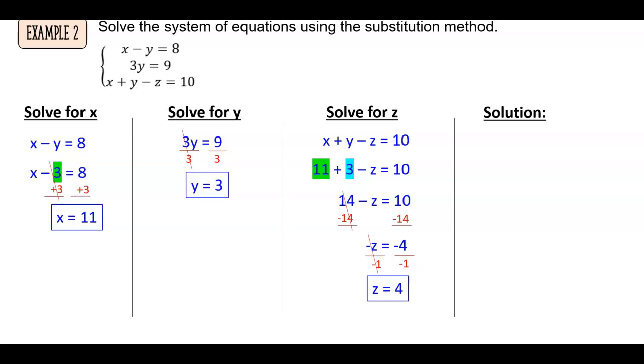Regular? Okay. Now, once we have x, y, and z, we can go ahead and write that down as our solution. X, comma, y, comma, z. Now, this one's different because we had to solve for y first because that's the one that had one variable. So we did this first, then this, then that. Now, x, y, z. 11, comma, 3, comma, 4. Okay?